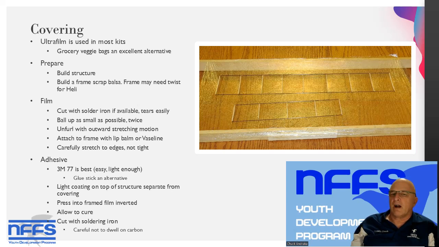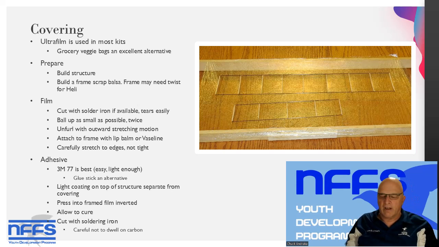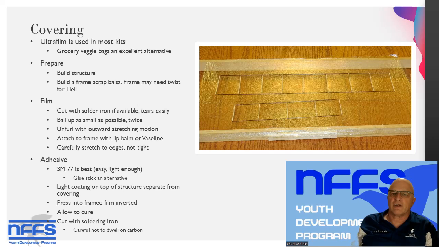So you'll build your structure for your rotors, like the wing structures here, and then you'll build a frame from scrap balsa. The kits generally have covering frames that have a twist built into them, and you'll apply that film to the frame. We use Vaseline. Sometimes we'll use lip balm to apply the film to the frame, and then you carefully pull along the edges to stretch out any major wrinkles.